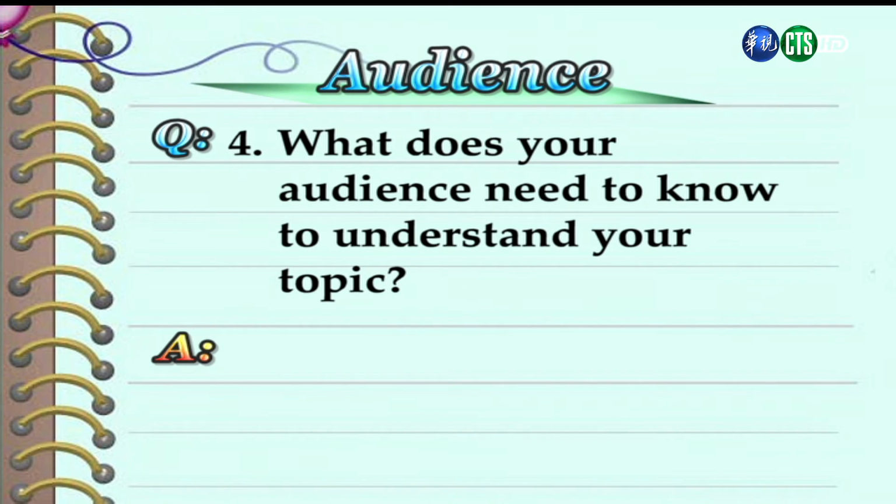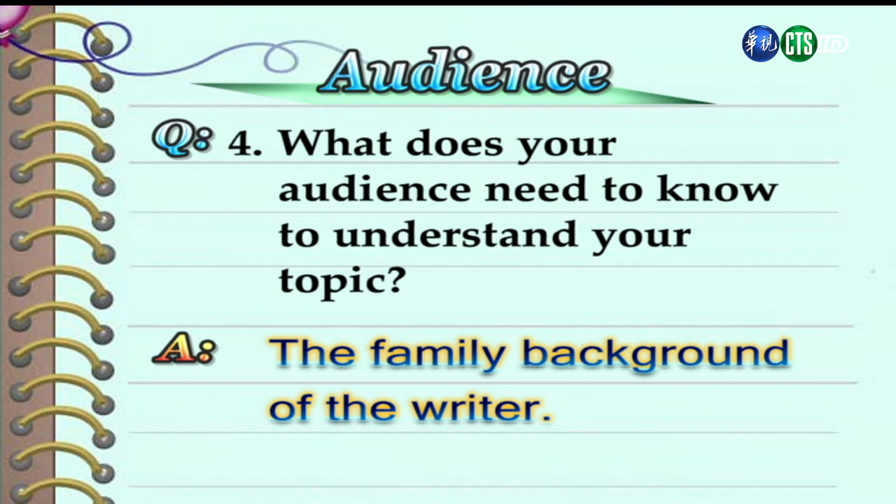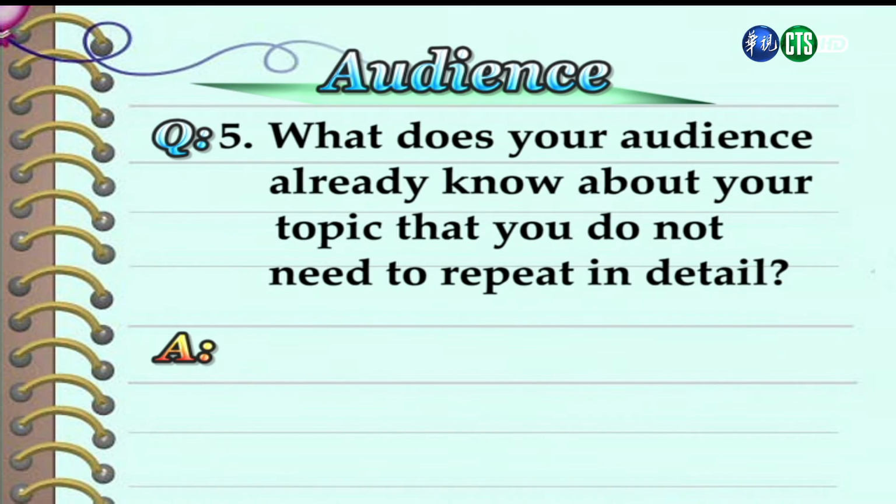And so maybe if they know something about the family background of the writer, they can understand this topic more easily. All right, and then the next question that we have is, what does your audience already know about your topic that you don't need to repeat in detail? And then our answer would be nothing. There's nothing that you know already about the person's family.